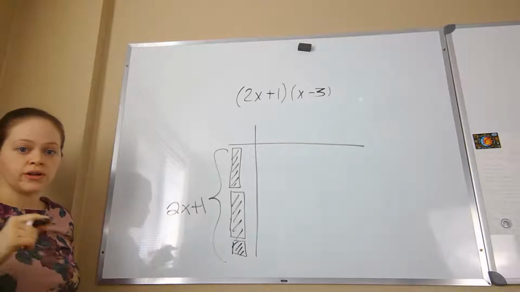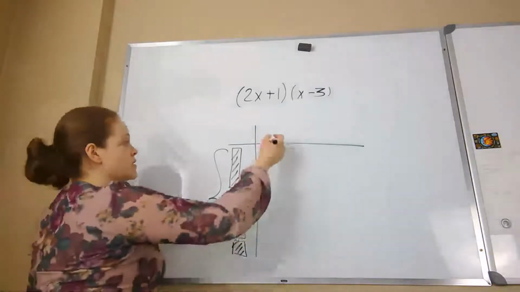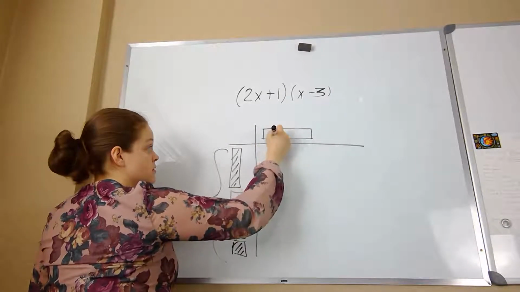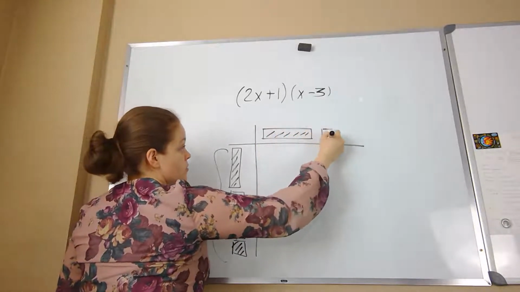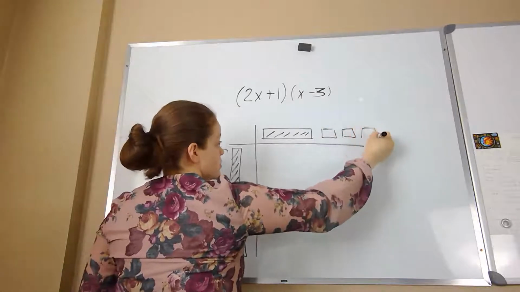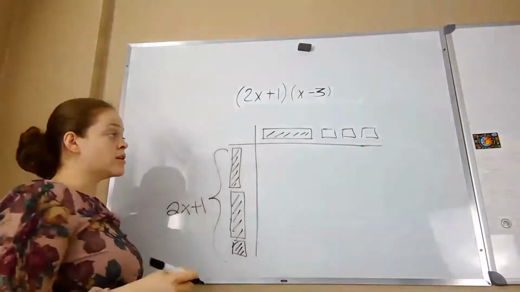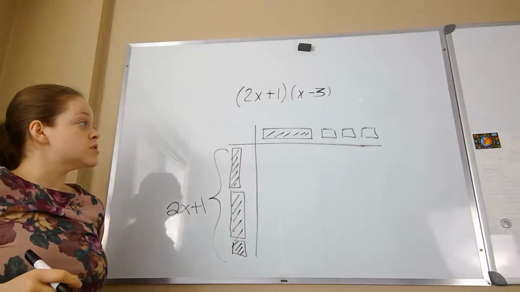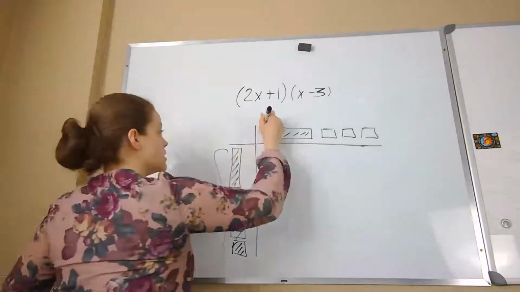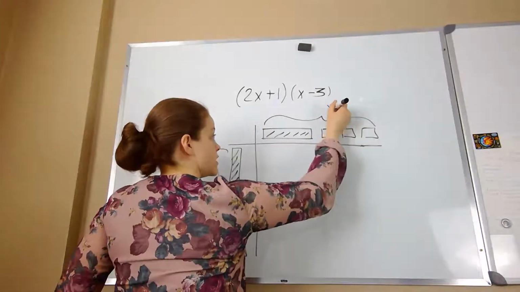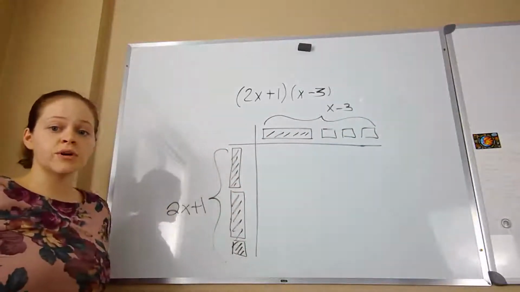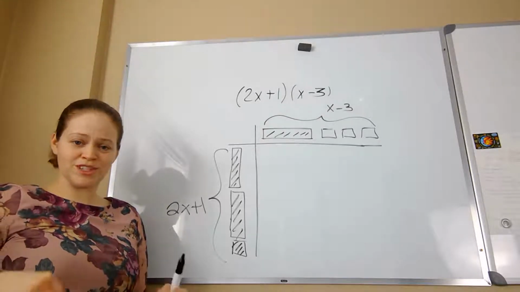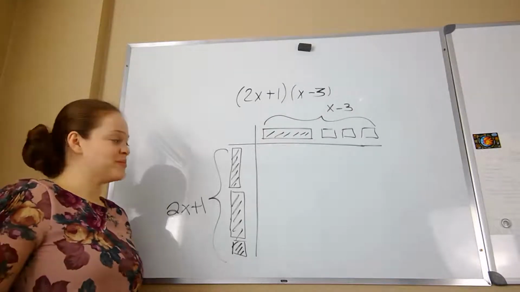Then we look at our next factor. So our next factor is x minus 3. So we have x minus 3. 1, 2, 3. And I'm not going to color in the 3 because they are negative, all right? So now this is x minus 3. And guys, while I'm doing this, if you have more questions, you can always feel free to put them in the chat, and I will get to them once I'm done this one.